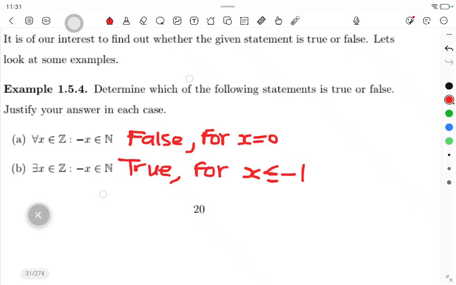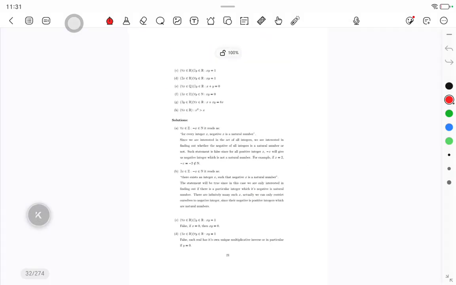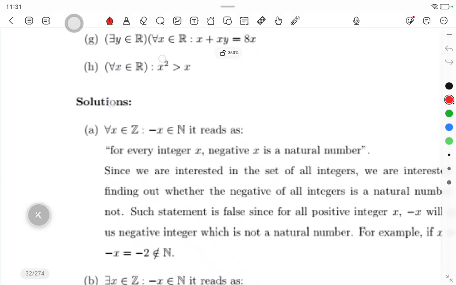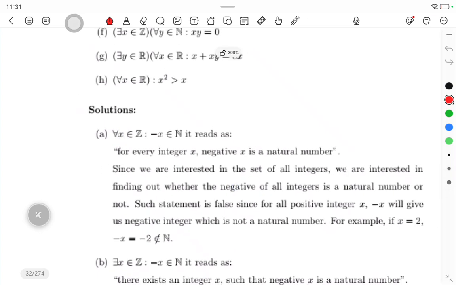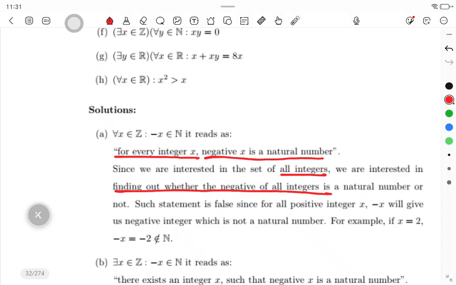Let's see. Or first, let's review what they're saying here. The first solution, they're saying that for all x element of an integer, it reads as for every integer x, a negative x is a natural number. Since we are interested in the set of all integers, we are interested in finding out whether the negative of all integers is a natural number or not. But we know it's not, right?